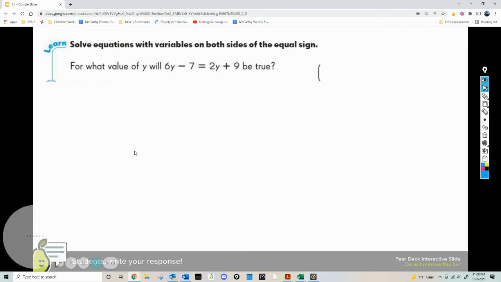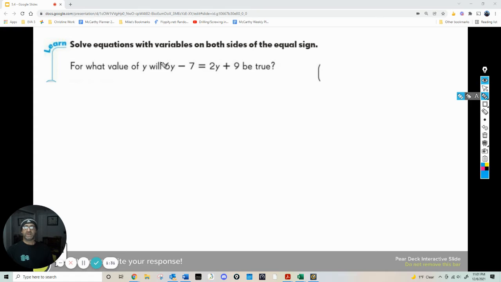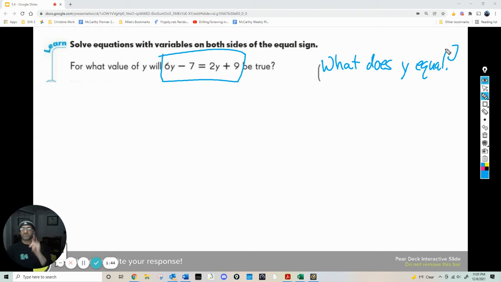Okay, so now it says solve equations with variables on both sides of the equal sign. When I have this statement here, basically they're asking, what does y equal? There's only one correct answer for this.